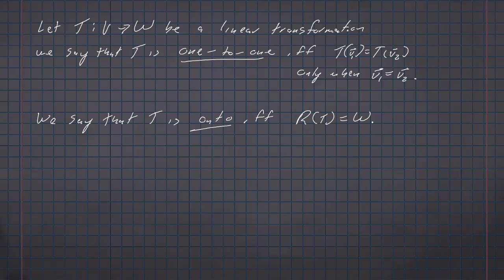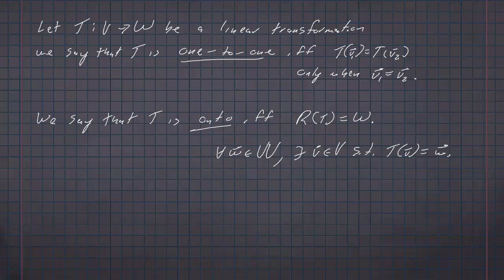We say that T is onto if and only if the range of T is in fact W. Another way of thinking about that, for all vectors little w in vector space W, there exists a vector v in vector space V such that T of v is equal to w. The reason we care about one-to-one and onto is that whenever any function is one-to-one and onto, then there exists an inverse.